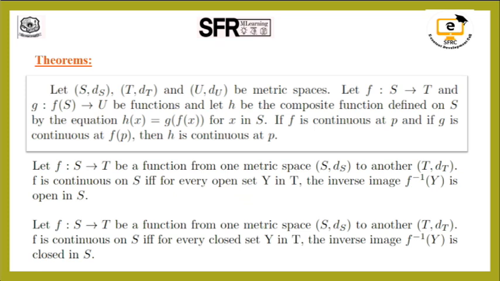So if we have a function f from S to T, where S and T are two metric spaces, then f is continuous on S if and only if for every open set y in the codomain T, the inverse image f inverse of y is open in the domain S. So this theorem says that the inverse image of an open set under a continuous map is always open.